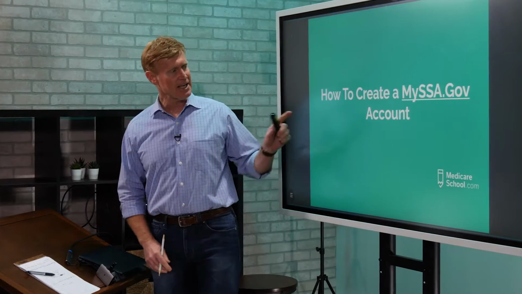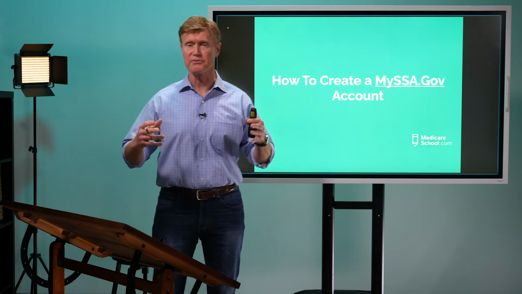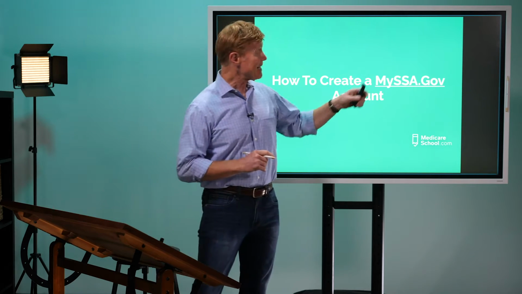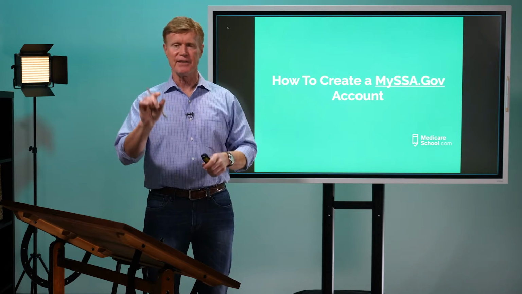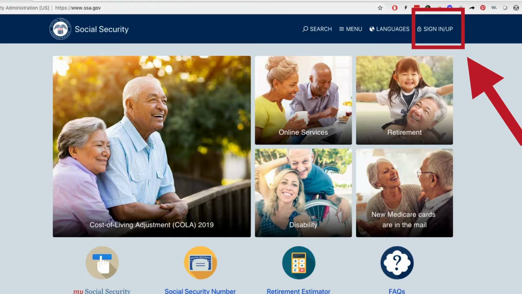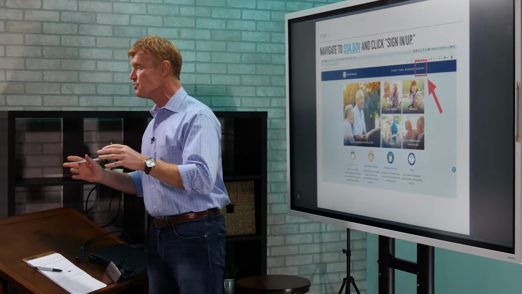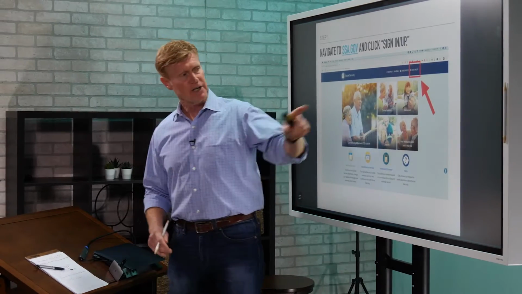Now, today's topic is how to create a ssa.gov account. If you're getting ready to go on Medicare or on Social Security or both of those, you are going to need a ssa.gov account. So I'm going to show you today very easy 10 steps that will help you to set up this account. Number one, you will go to ssa.gov, and over here you'll see where it says sign in or sign up. So if you already have a username and password, you would sign in, but if you do not, you're going to sign up.